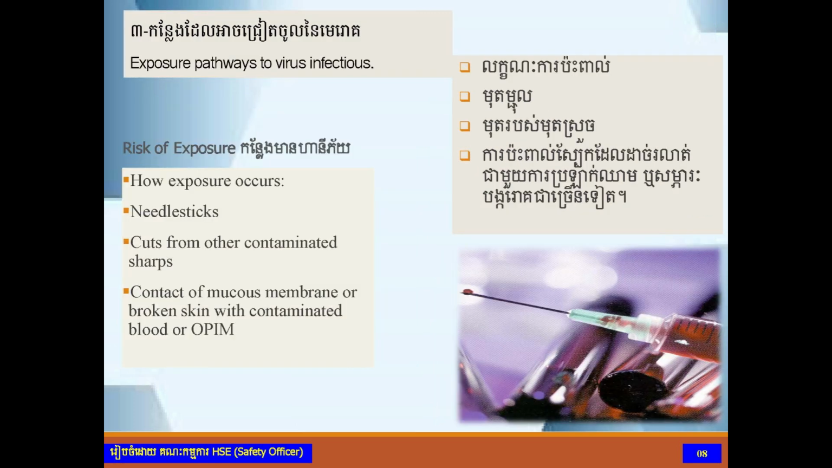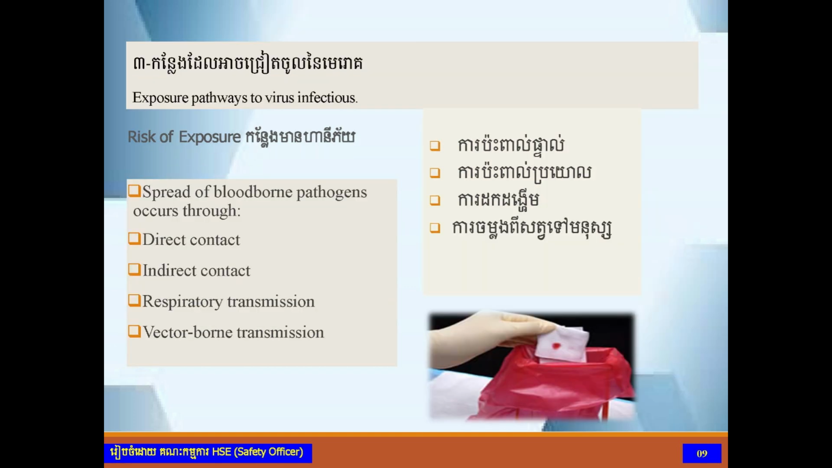8. How exposure occurs. Needle sticks. Cuts from other contaminated sharps. Contact of mucous membranes or broken skin with contaminated blood or OPIM. 9. Spread of bloodborne pathogens occurs through direct contact, indirect contact, respiratory transmission, vector-borne transmission.